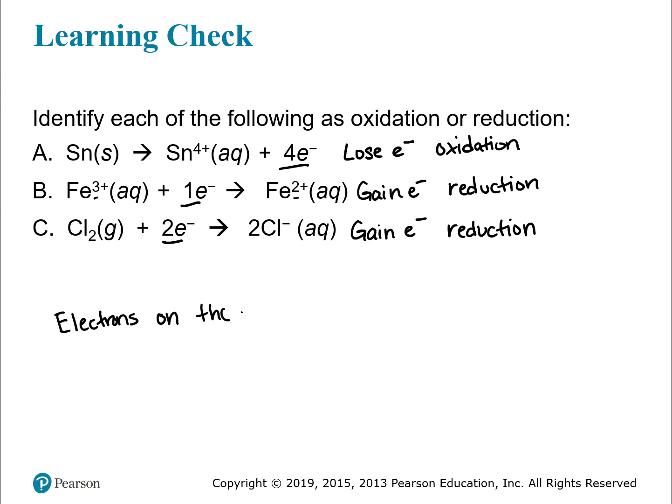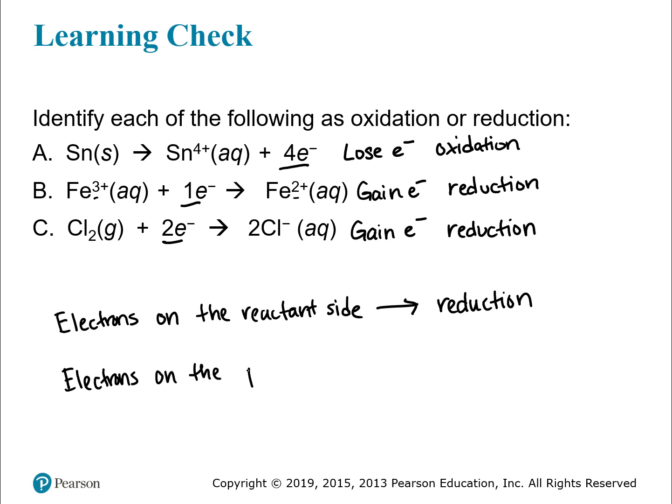Electrons on the reactant side, more than likely what you're looking at is some kind of reduction. If you have electrons on the product side, however, that means that you're releasing those electrons, you're losing them. That's oxidation.